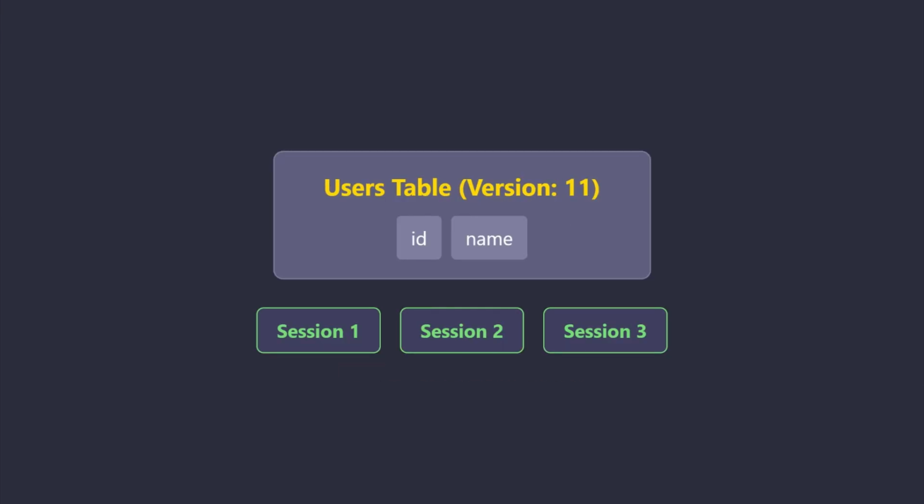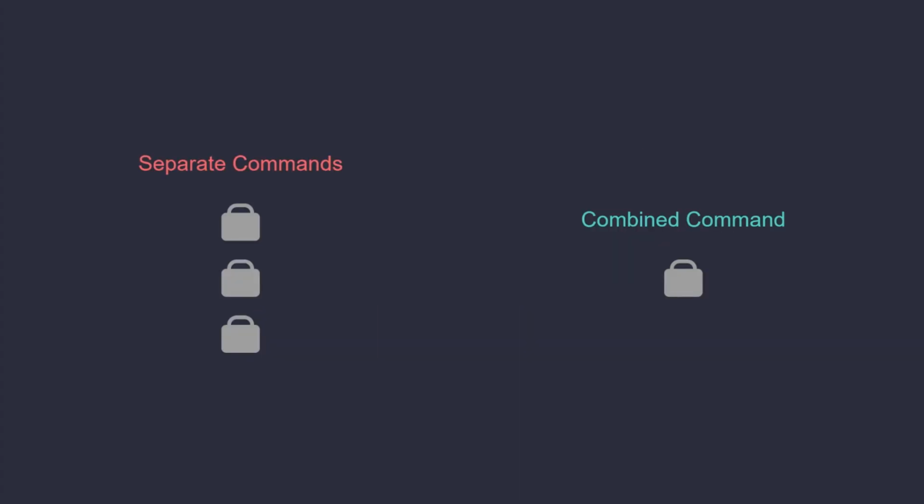Postgres handles column drops by incrementing the table version. Every active session must eventually refresh its local metadata cache to align with the latest state of the system catalogs.